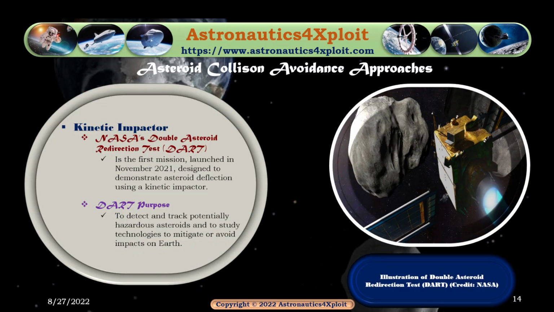NASA's Double Asteroid Redirection Test is the first mission launched in November 2021, which was designed to demonstrate asteroid deflection using a kinetic impactor. The purpose is to detect and track potentially hazardous asteroids and to study technologies to mitigate or avoid impacts on Earth. This picture shows illustration of double asteroid redirection test.